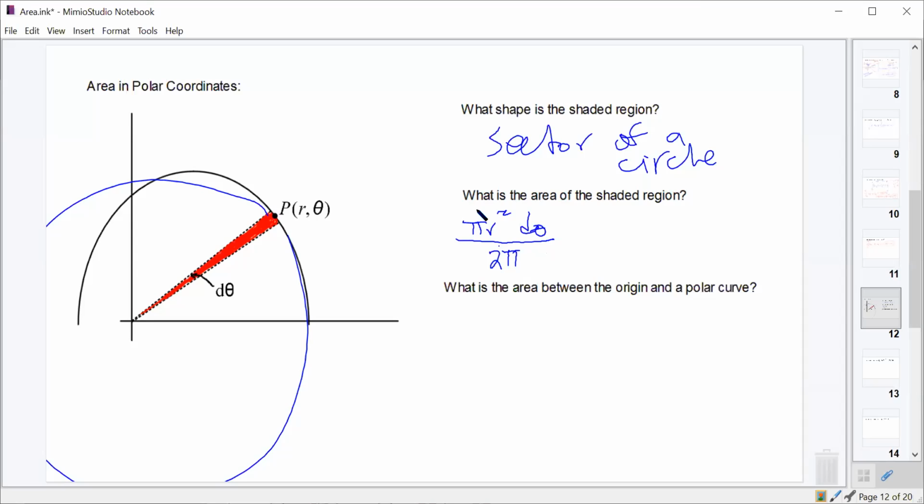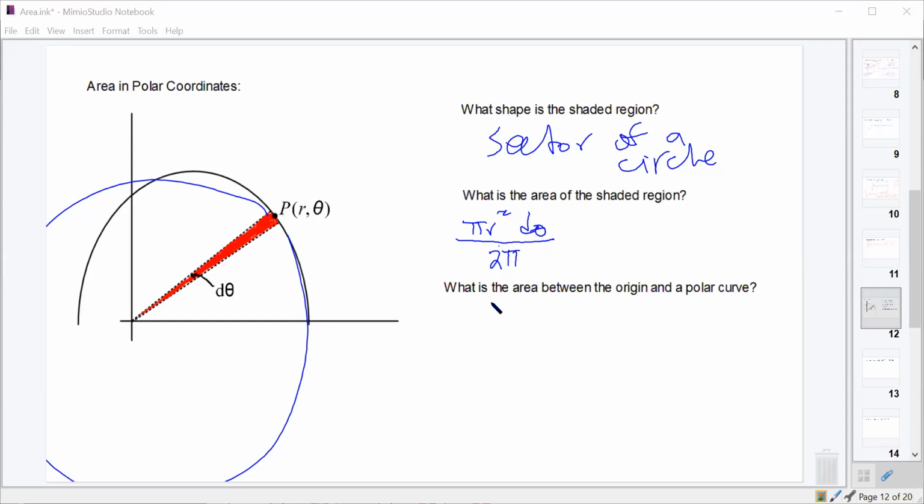Okay, so if I want to use that to find the area between the origin and some polar curve, I should be able to just sum together an infinite number of these infinitesimally small sectors of circles going around it from some alpha to some beta that I choose. So if I wanted to go from 0 to pi over 4, I would just use this formula. We know what r is normally for any polar curve, and then we'll integrate it in terms of theta.